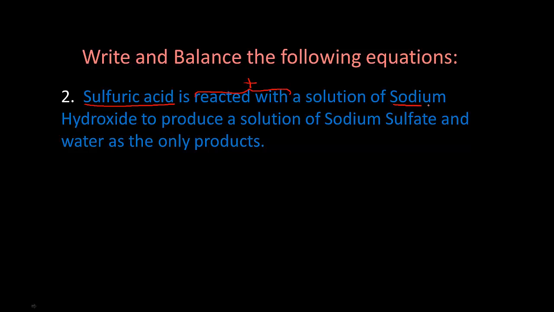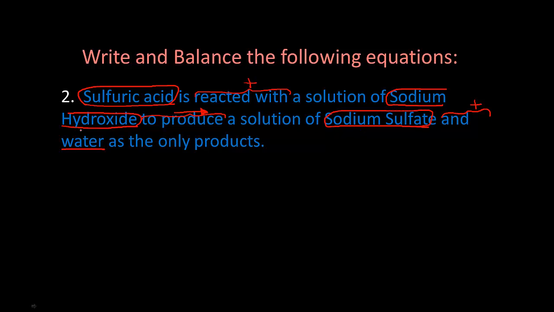A solution of sodium hydroxide. Then it says to produce, so this produce, to produce, we will have an arrow there. A solution of sodium sulfate, so this has to be one of our products, and this and tells us that it is a plus sign, and water as the only products. So we have sulfuric acid, sodium hydroxide as our reactants, sodium sulfate, and water as our products. So let's do our acid first.